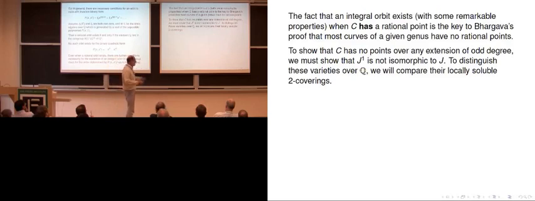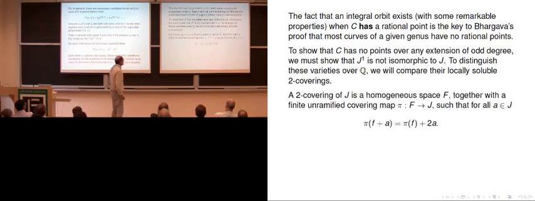And in fact, we don't need the whole arithmetic fundamental group, thank God. We just need the maximal abelian 2 quotient of that fundamental group, which are the series of 2 coverings. And we're going to compare what we call locally soluble 2 coverings of J1 to locally soluble 2 coverings of J, and show that they're frequently not the same. That'll distinguish the varieties, therefore J1 has no rational points, etc. Okay, what's a 2 covering?